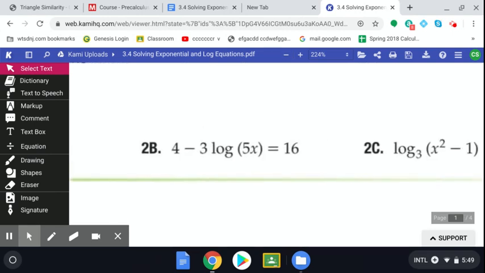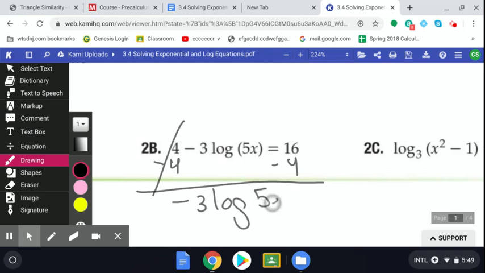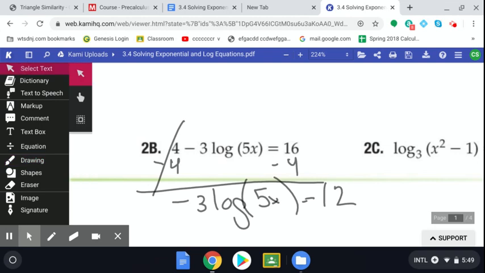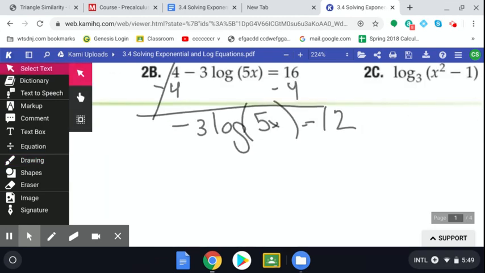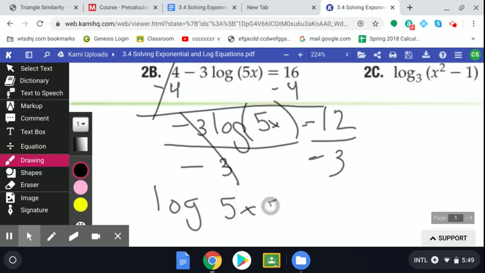All right, so now let's take a look at 2b. For 2b, my first step would be to subtract 4 from both sides. You get negative 3 log 5x is equal to 12. And once you have that, you can divide both sides by negative 3. This cancels out, and log 5x is equal to negative 4.